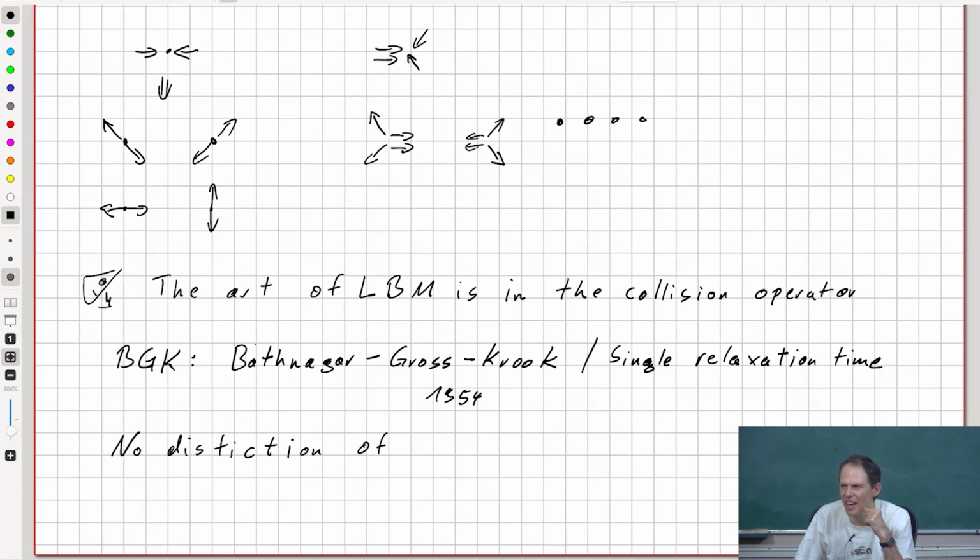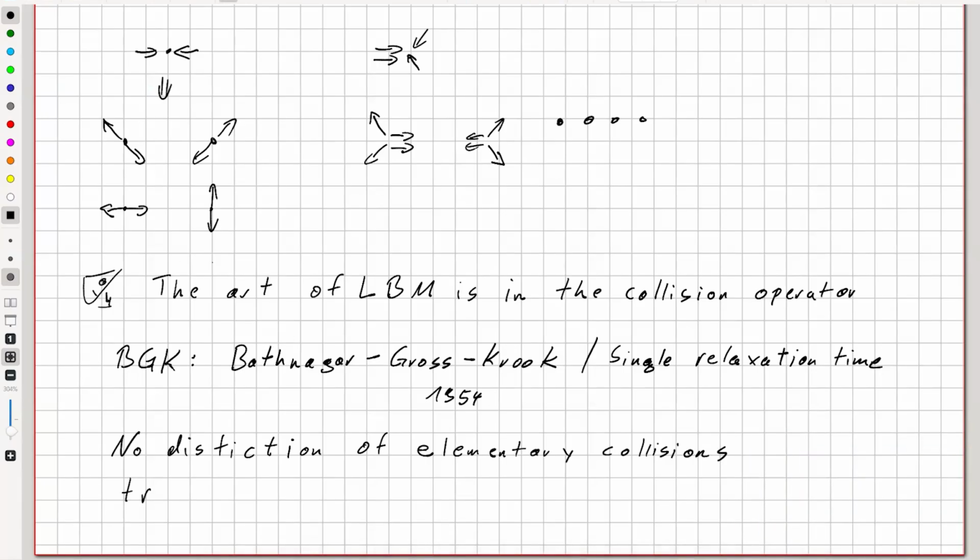So in the Bhatnagar-Gross-Krook operator, they don't care about how you could split up your collisions. They just have a distribution, and they do not have any distinction of elementary collisions. What they just have is a transition of the populations f_i, and this depends on the distance to an equilibrium. What an equilibrium is, this is what we will prepare in the afternoon.